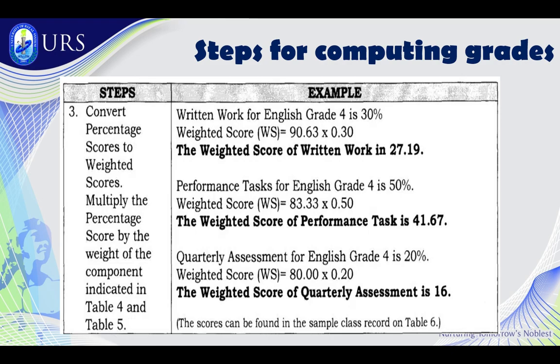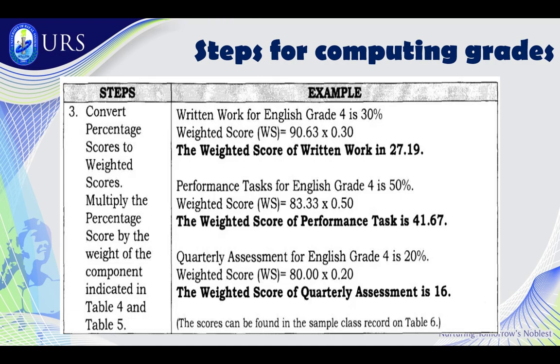Yung number three, convert percentage scores to weighted scores. So kung ang written work for English grade 4 is 30%, ang weighted score po is 90.63 times 0.30. So the weighted score of written work is 27.19. So kung ang performance test naman po is nasa 50% and ang weighted score po is 83.33, i-times po natin yan ng 0.50, and makakakuha po tayo ng 41.67%.